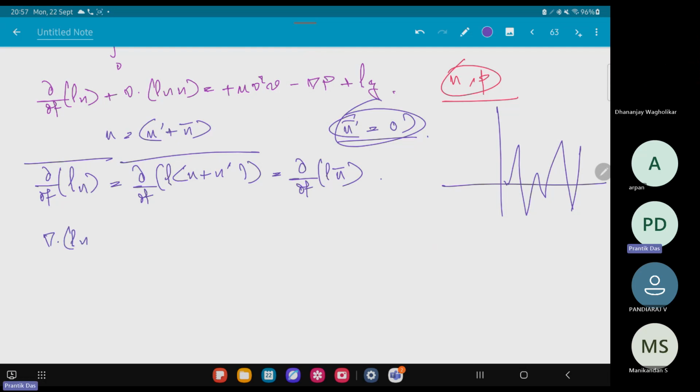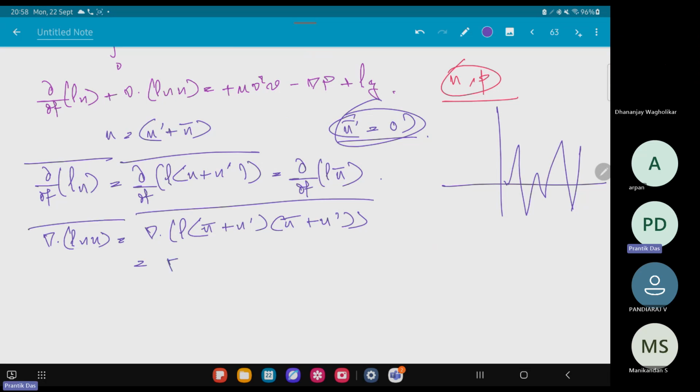Then del dot rho u u is basically equal to del dot rho (u bar plus u prime)(u bar plus u prime). If I take the time average of this also, it becomes rho of (u bar plus u prime) and the bar of the whole. Is it clear to all of you? So you are considering the incompressible case here, right? Yes, yes.